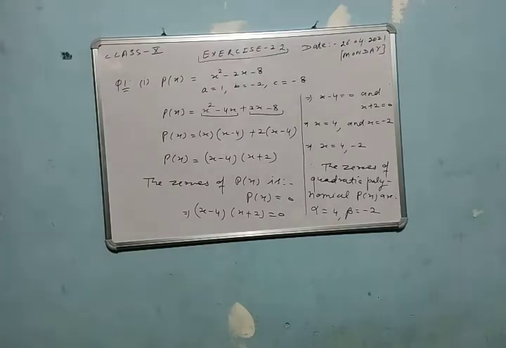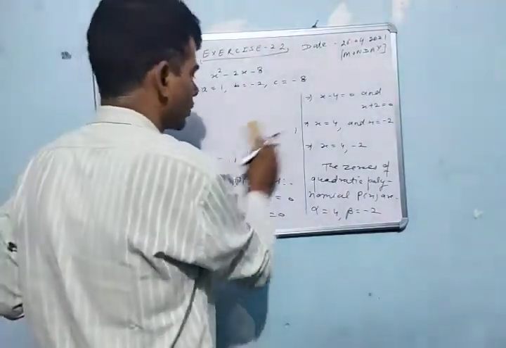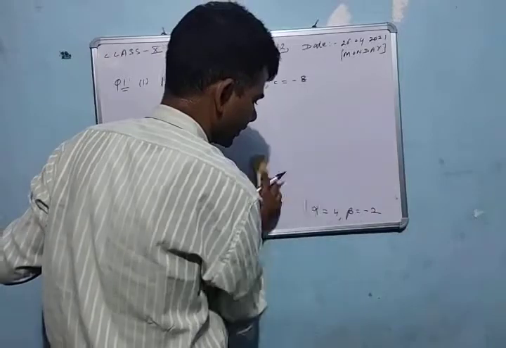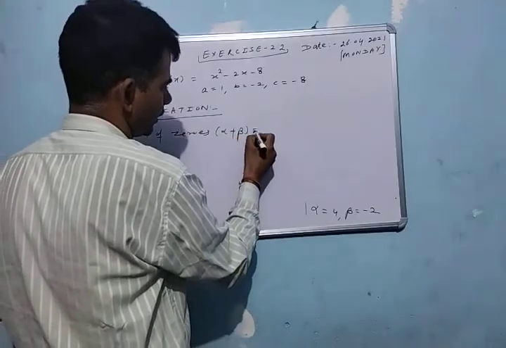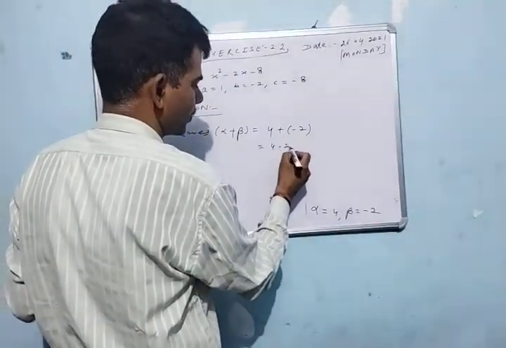Now students, verification of the relationship between zeros and coefficients of the quadratic polynomial. Verification. First one is the sum of zeros, that is alpha plus beta. What is the sum? The sum is 4 plus minus 2, that is 2.